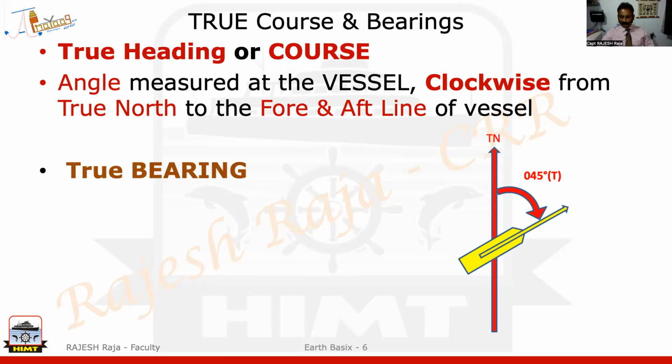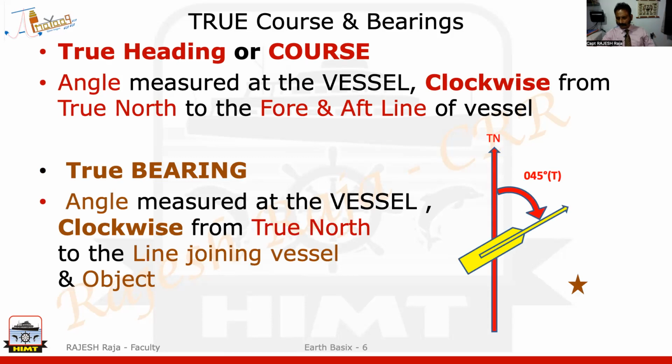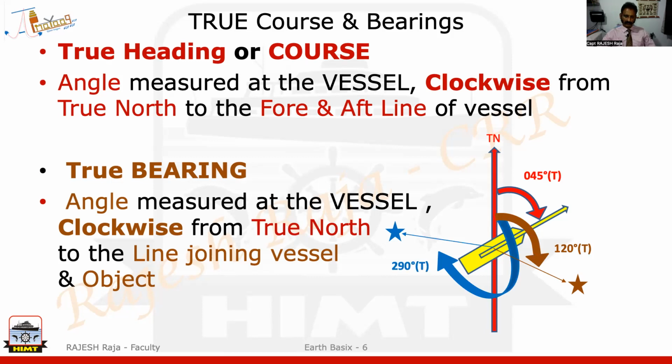Then what is true bearing? Please remember, bearing is of any other object around you. So I'm going to give you a small, let us say, a lighthouse. So what is true bearing? Again, an angle measured at the vessel in clockwise direction from the true north to the line joining your vessel and that object. So I can give you an answer for this also. This is 120. Let me show you one more lighthouse. So again, same thing. The angle is measured at the vessel going clockwise from 000 to the line joining vessel and the object. So this is 290.